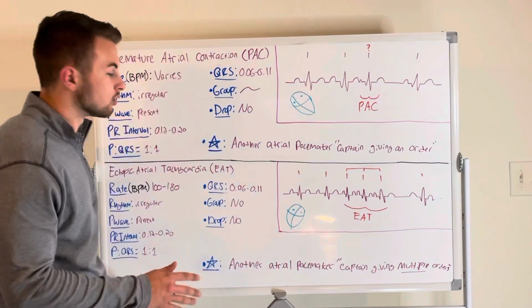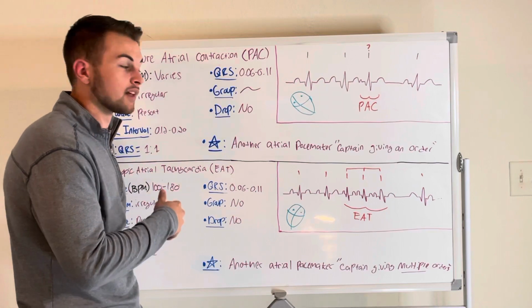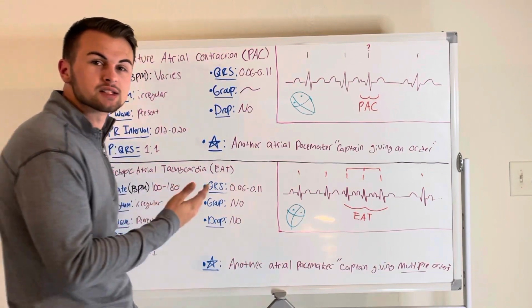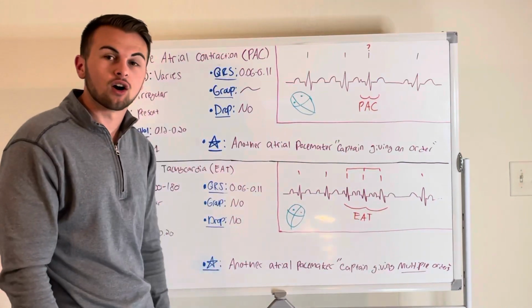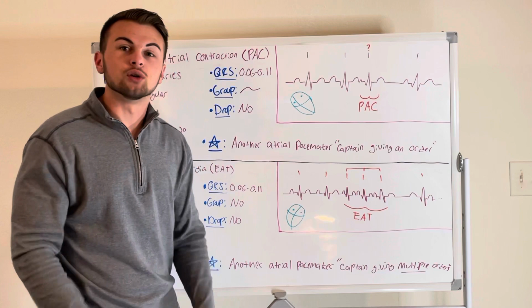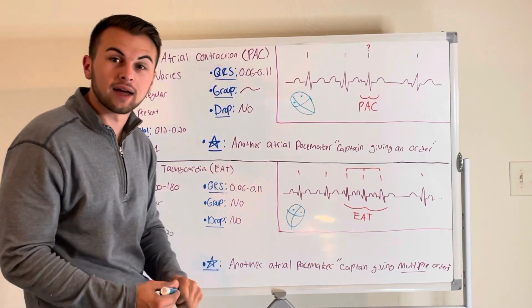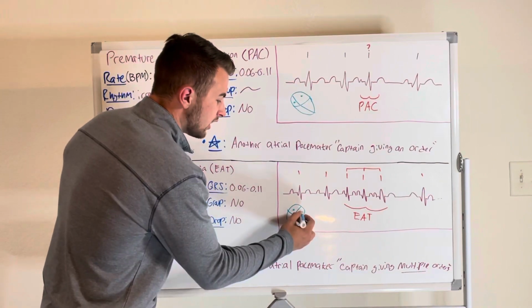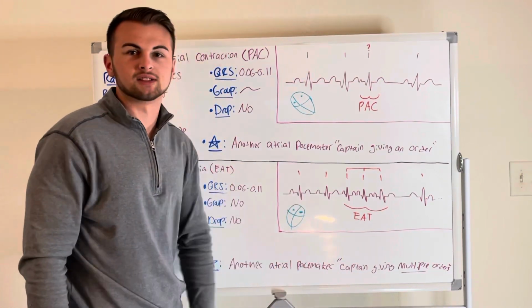So now we're going to take a look at a rhythm called ectopic atrial tachycardia, or I like to call it EAT, and it is basically just a quick spurt or a quick segment of tachycardia in what would otherwise be a normal sinus rhythm. This is due to the fact that there is an atrial pacemaker commander that all of a sudden calls out a bunch of orders very quickly and then goes back to sleep.